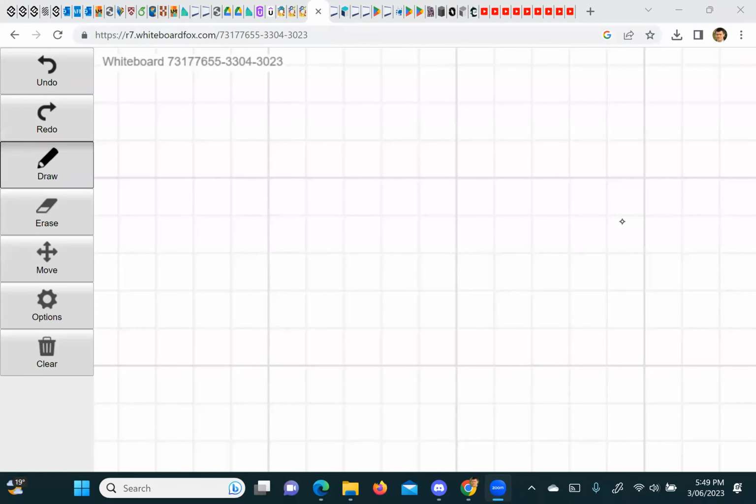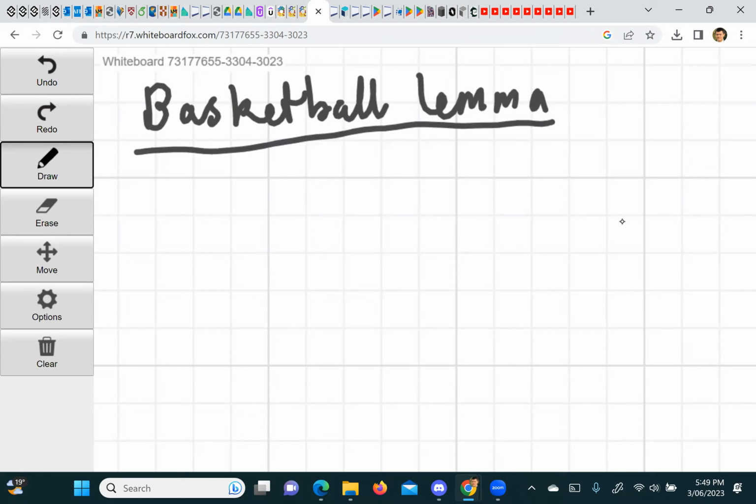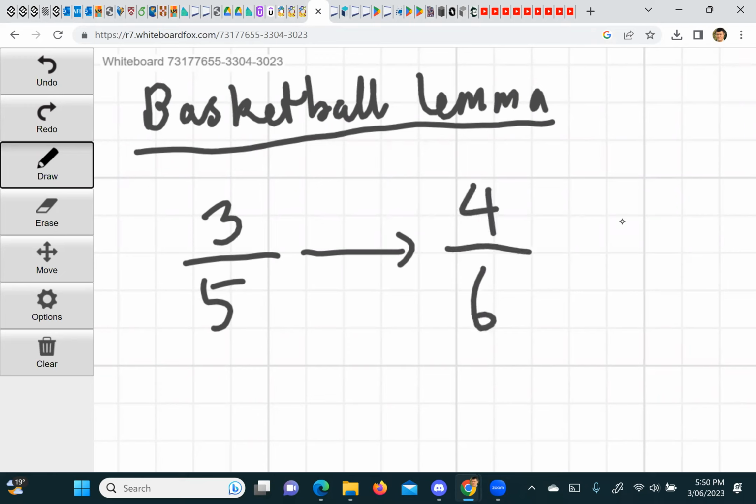Okay, so the first thing is how to apply basketball to solve maths problems. This is my own name, basketball lemma. Basically, you know how if you have a fraction, like 3/5, and then you add the same number to the top and bottom? So you add 1 to the top and bottom, you get 4/6.